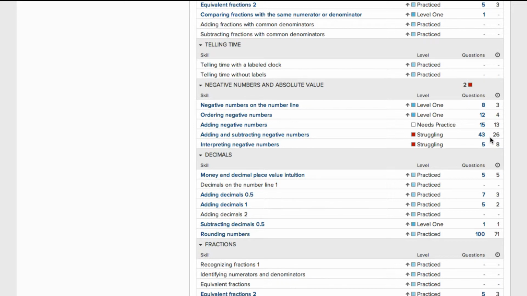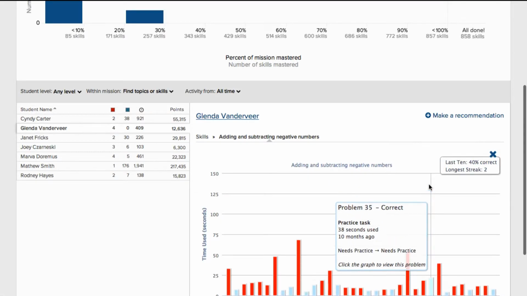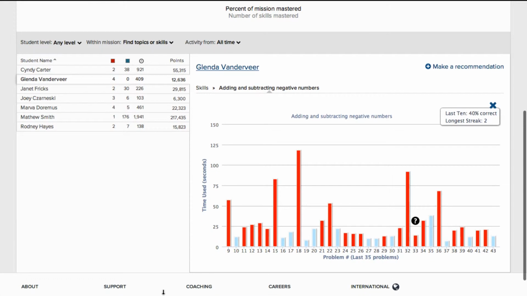Well, what I can do on Khan Academy is look at each individual question that Glinda answered, and all I need to click on is the number of questions. So where it says click to see attempt details, if I click right there, this will actually bring up a graph of the last 35 problems that Glinda had attempted on Khan Academy. I can see how much time she spent on each problem and whether or not she got it correct on the first try or not.